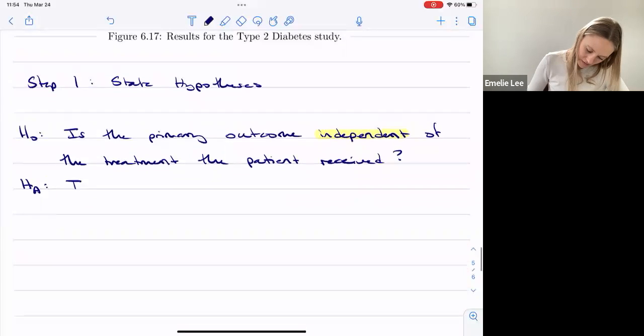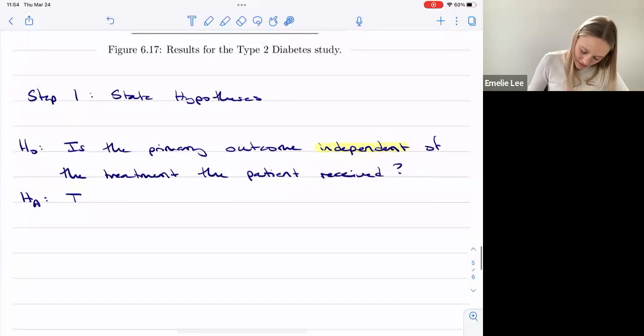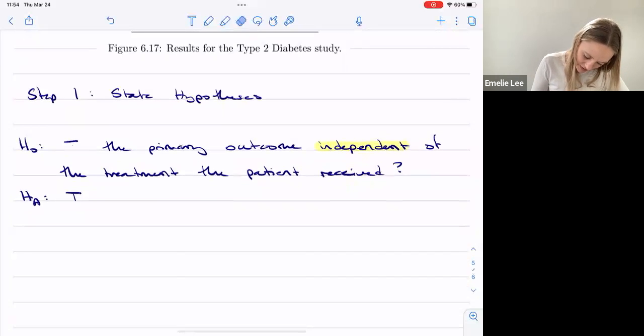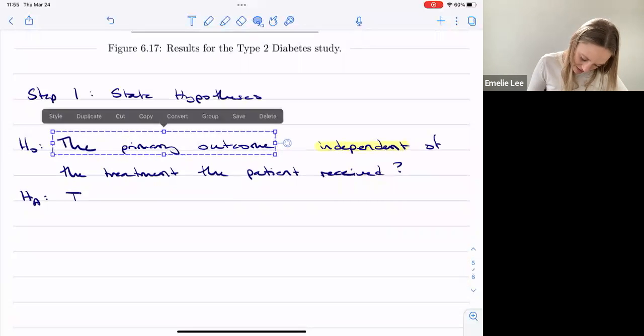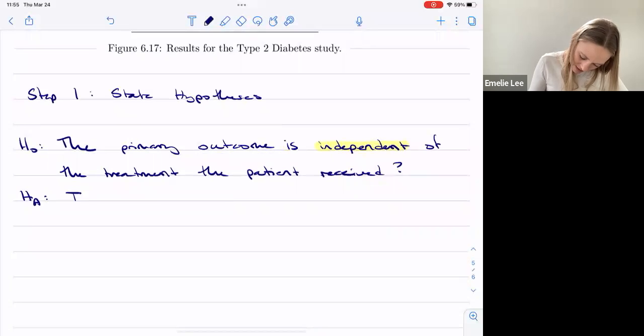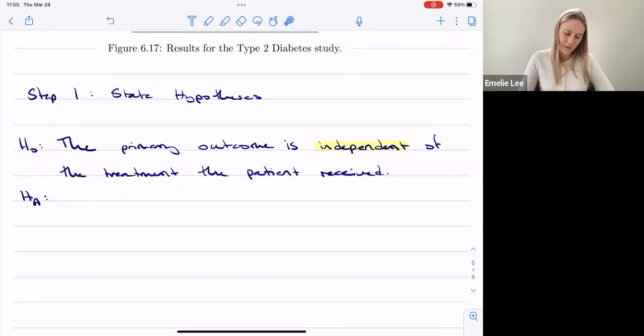Maybe I made this a question, but I shouldn't have. Let's just change that to the primary outcome is independent of the treatment the patient received. Sorry, I don't know why I made that a question. Sorry, big cleanup there. I'm sorry. Give you some time to fix that. My bad.